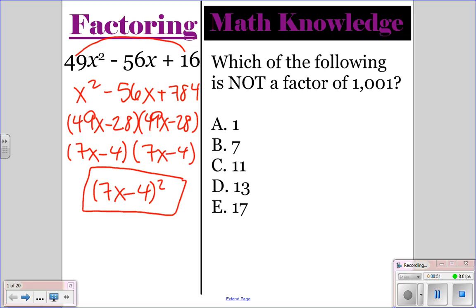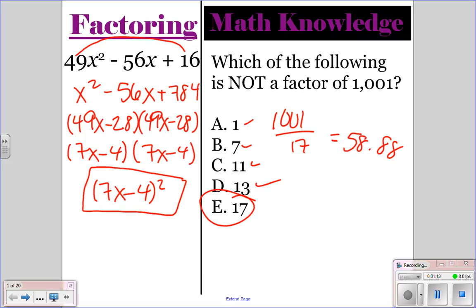For the math knowledge question, which of the following is not a factor of 1001? Easiest thing to do is just take 1001 and divide it by each of the numbers. 1001 does divide by 1. It does divide by 7 and by 11 and by 13. It does not divide by 17. If you divide it by 17, you get 58.8823, etc. And so it's not a factor because it doesn't evenly divide your number.